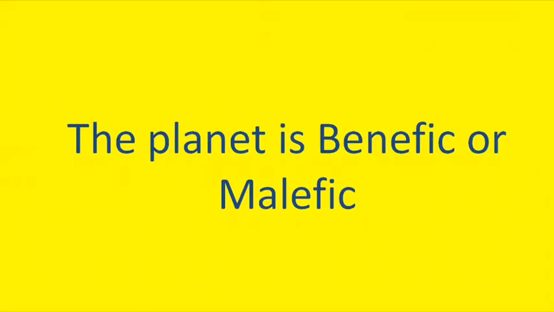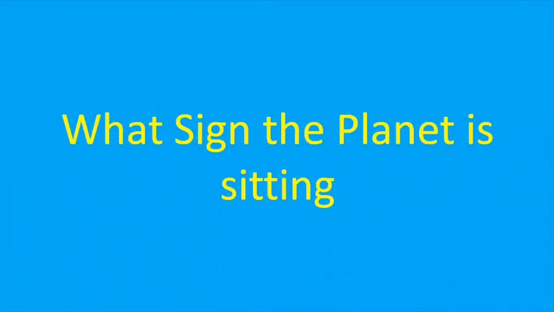And then the placement of the planet. The second point that we will check is what sign the planet is sitting in. Is it a friendly sign? Is it the Mool Trikona sign? Is it its own sign, or is it the enemy sign? That we should check, other than the bhava it sits in. This is very important to check, the sign placement of a planet.